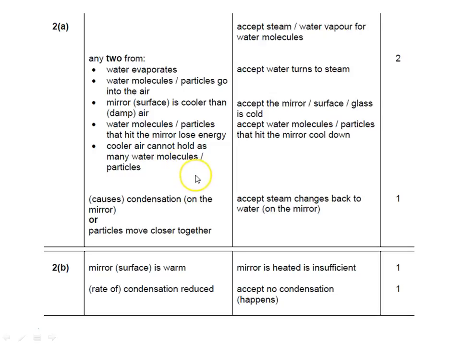So here you can see the mark scheme: water evaporates. Cooler air cannot hold as many water molecules. It will cause condensation on the mirror, and then the mirror is cooler. The next one, the mirror surface is warm. See, it says here you can't say it's heated, which will then reduce the rate of condensation.